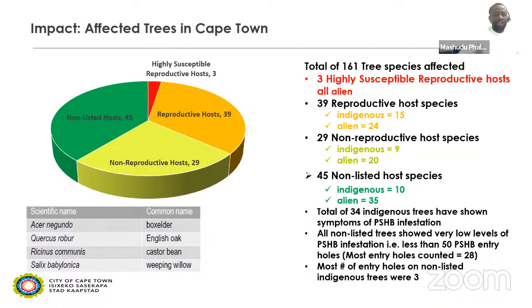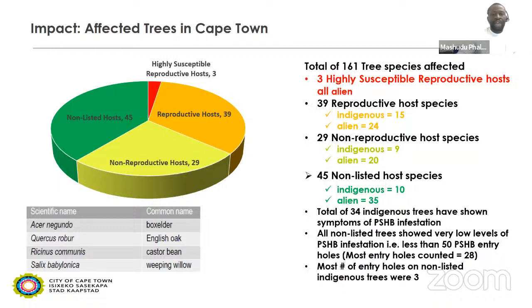According to Fabi, the Ricinus communis, or the castor bean tree, is one of the highly susceptible trees affected by PSHB. But what is interesting is that in the city of Cape Town, to date, we do not have records of any castor bean that has been attacked by PSHB. Obviously, that raises an alarm that we need a focused monitoring and assessment of these tree species to make sure that no invasion goes unnoticed, because that might result in more distribution of the beetle.